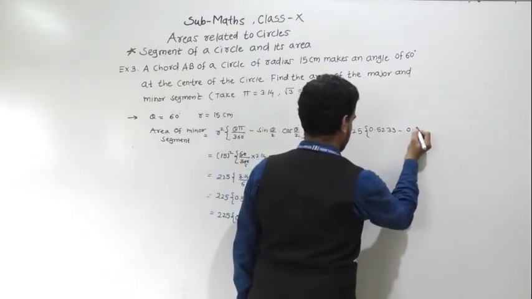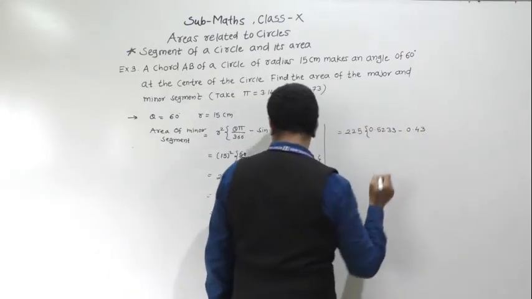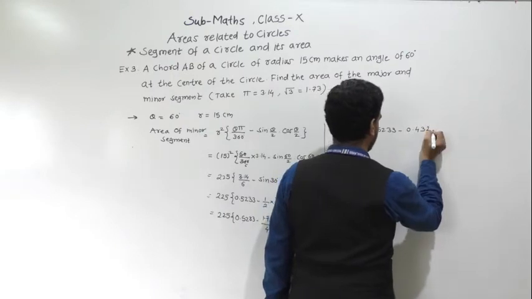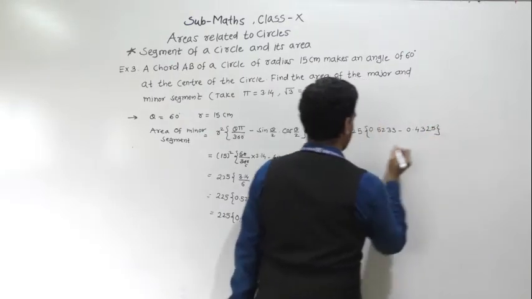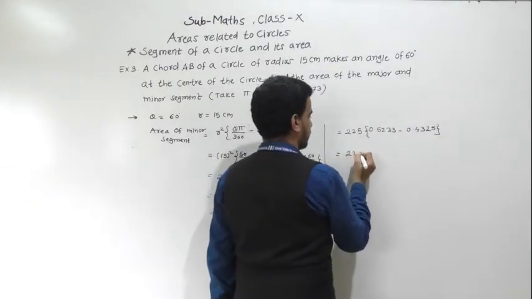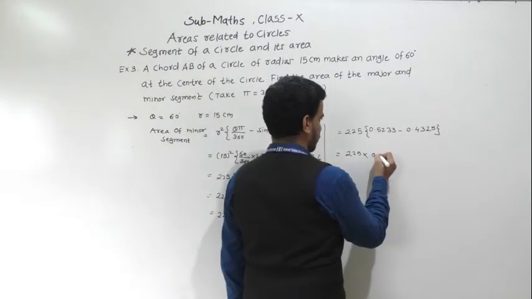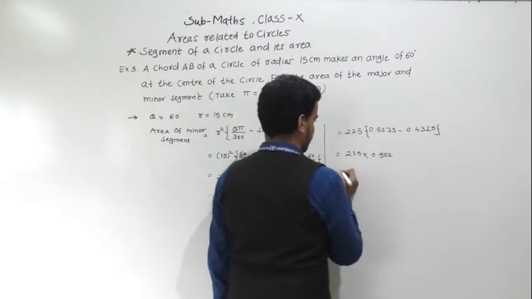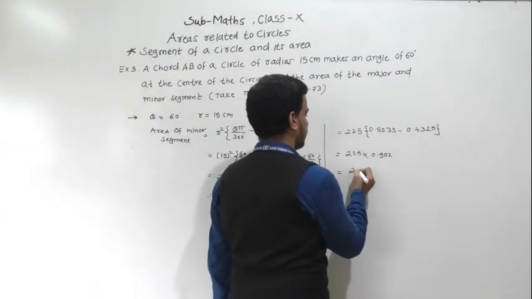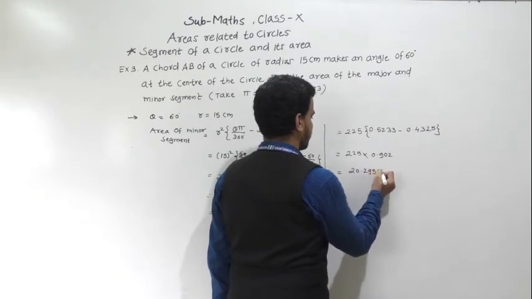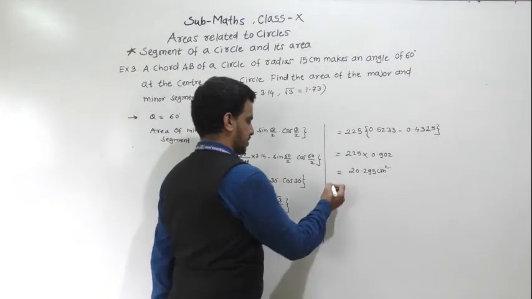4 4s are 16, 17 minus 16, 1, 13, 4 3s are 12, 1 remain 10, 4 2s are 8, 2 remain 20, 4 5s are 20. Okay, so 225 into, if we subtract this, we will get 0.902 approximately, and if we simplify this, 20.295 centimeter square.